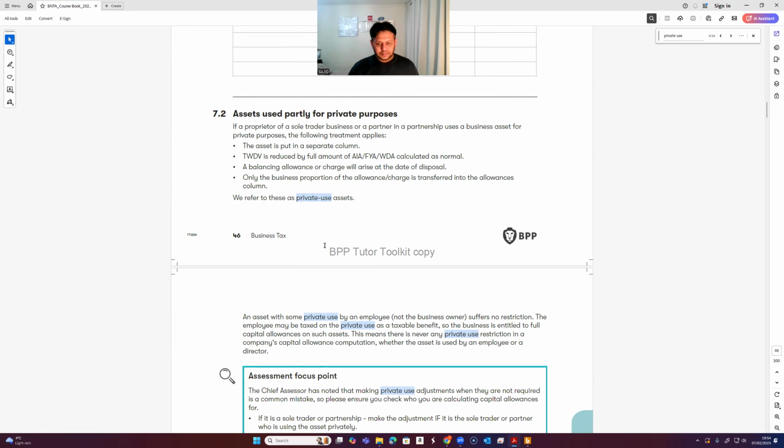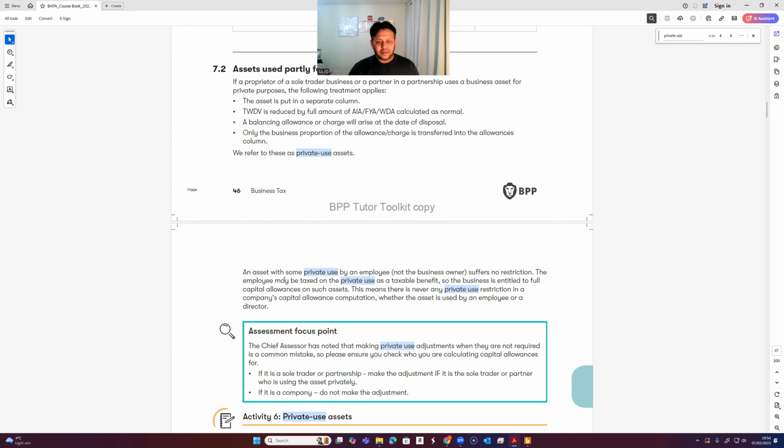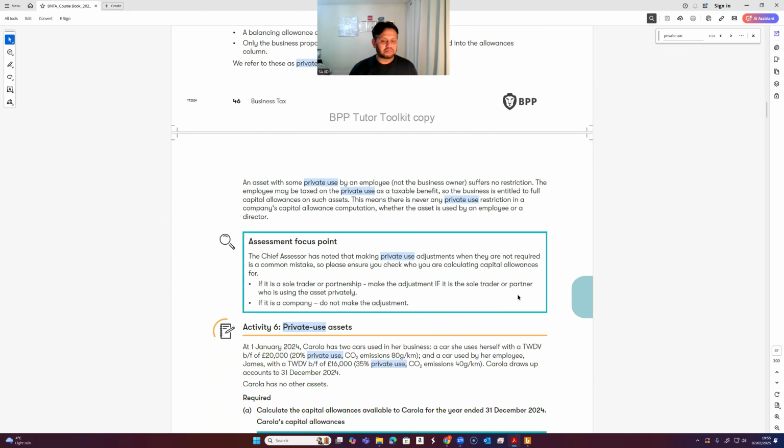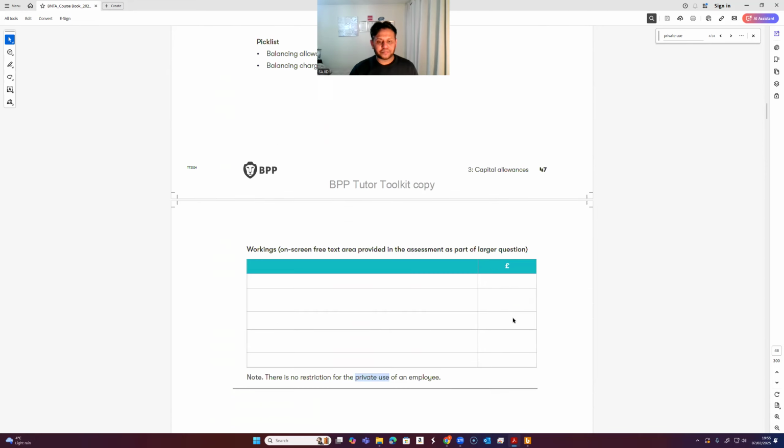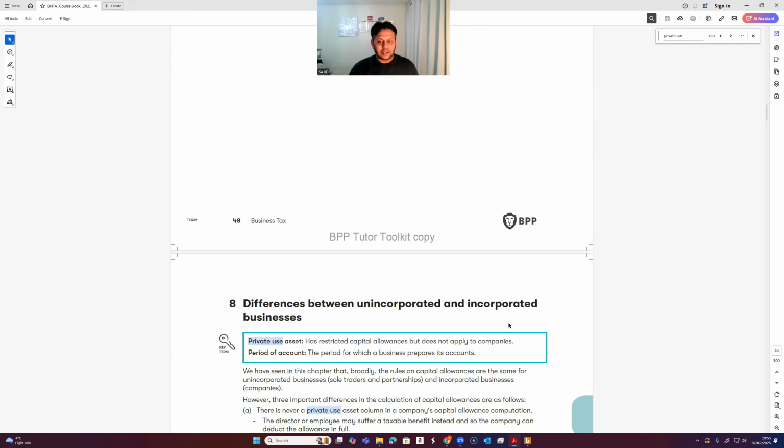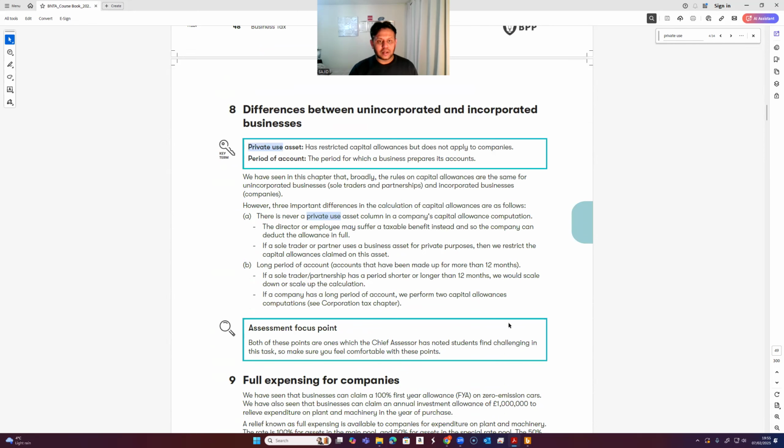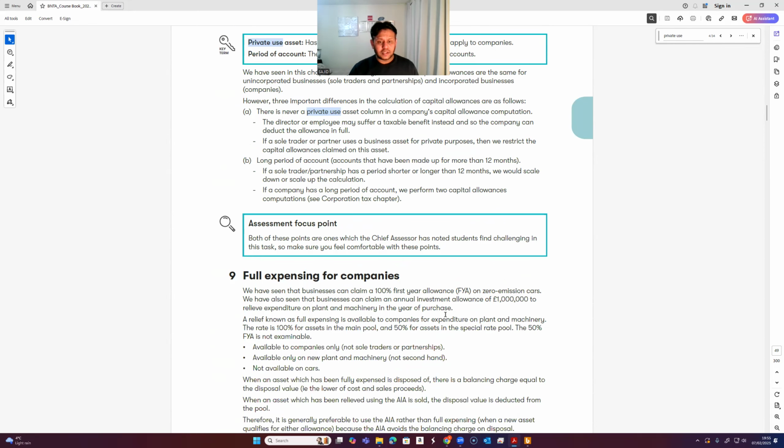Okay. An asset with some private use by an employee, not the business owner, suffers no restriction. So if there is an employee, no restriction, the whole allowance can be claimed. The employee may be taxed on the private use as a taxable benefit, but the business is entitled to the full allowance. So fair enough, we understand that. All right, so now let's go back to this, which is unincorporated.